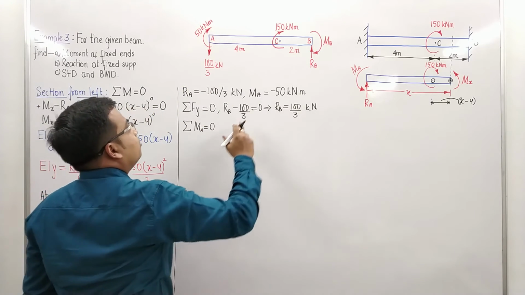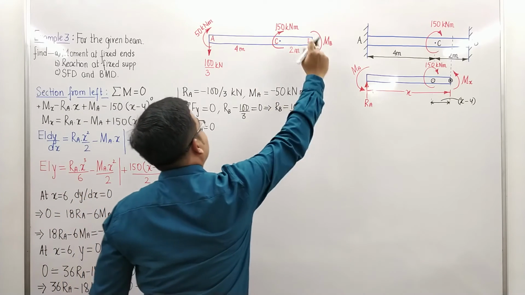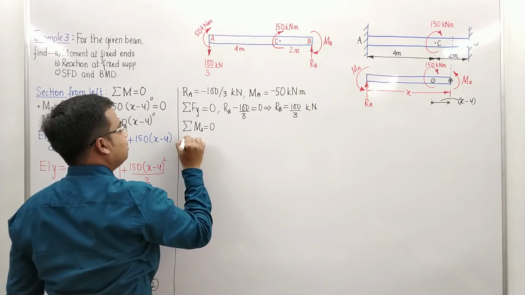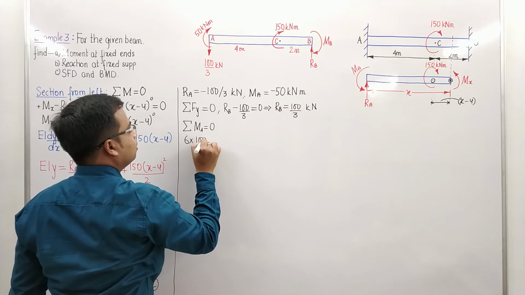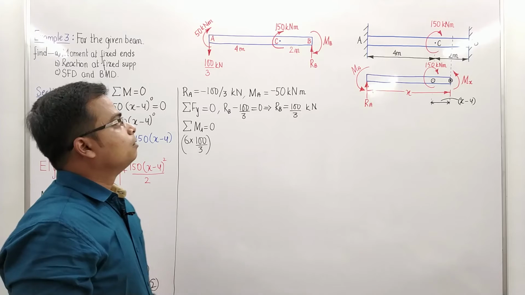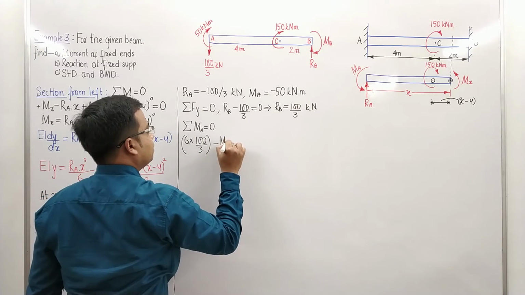Now if you watch, we are going to start from let's say this RB. So RB multiplied by 6, anti-clockwise. So 6 times RB. What is the value of RB? 100 over 3. Done. What about this MB? It's clockwise, isn't it? Minus MB.